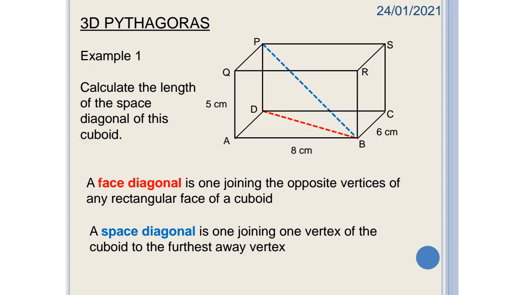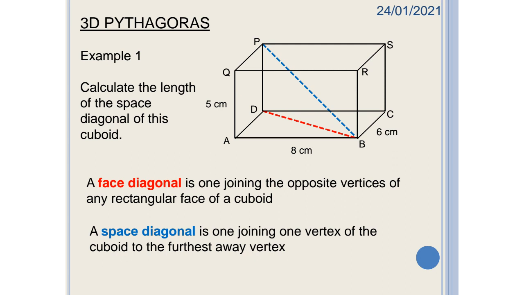So let's look at an example then. We have got to calculate the length of this space diagonal of this cuboid. And as you can see, we've already marked in one of our face diagonals, and we have marked in a space diagonal. What you might find in some instances is the question might ask you to find the length of the line connecting two different letters or two different points, so keep an eye out for that as well. But in this instance, we've just been asked to find the length of the space diagonal.